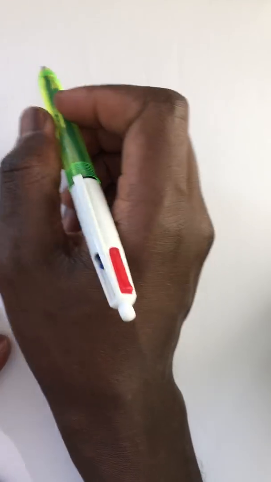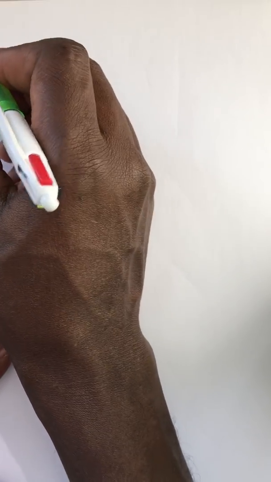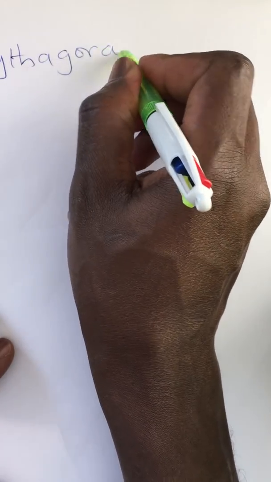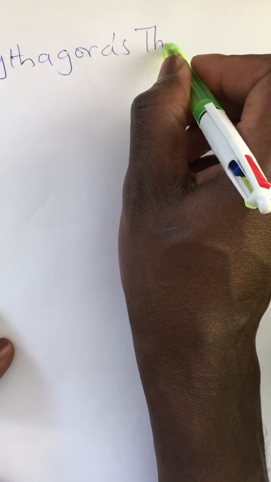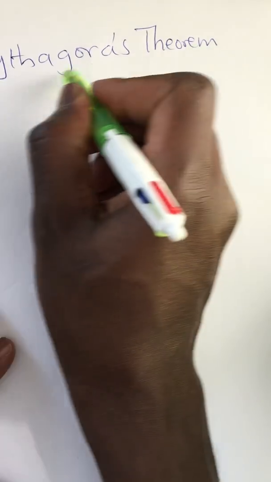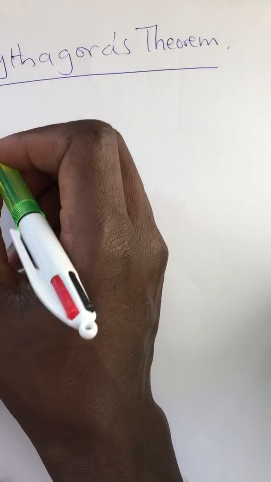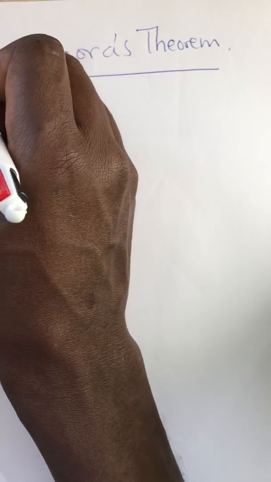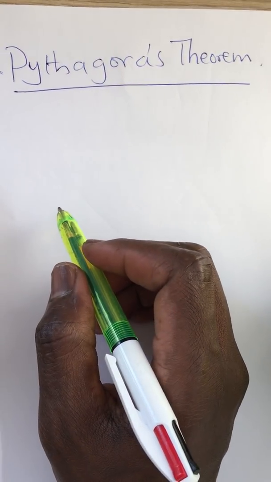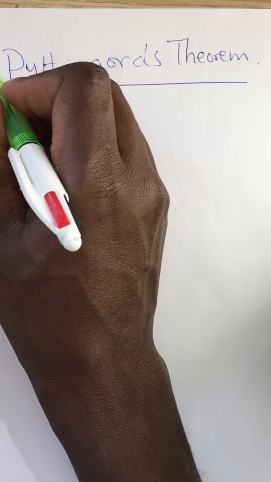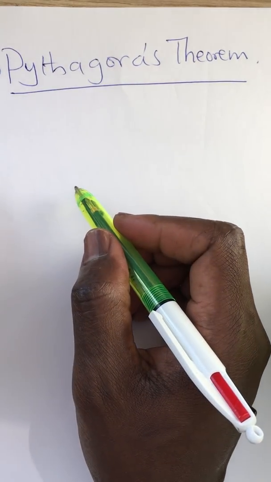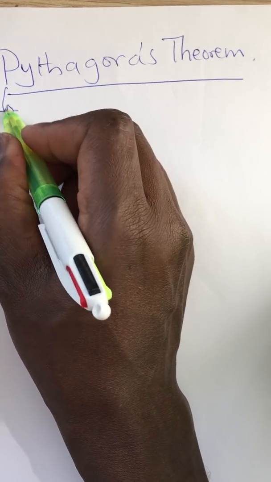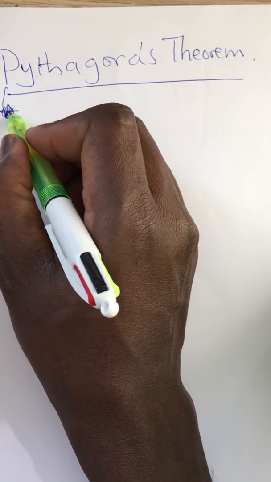In this video, we are going to look at what is called Pythagoras Theorem. So we are going to look at what Pythagoras Theorem is and how to prove Pythagoras Theorem, how to show that Pythagoras Theorem is actually true. So the first thing we are going to look at is, let us look at what this Pythagoras theorem is.